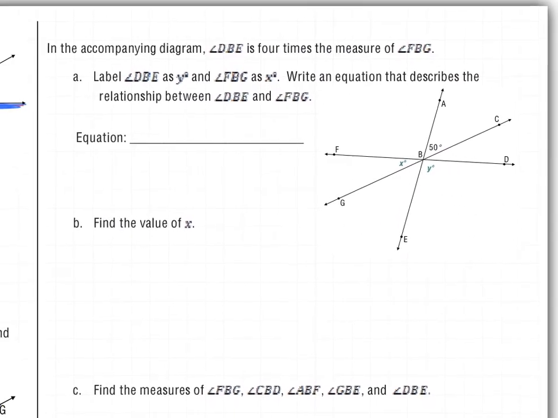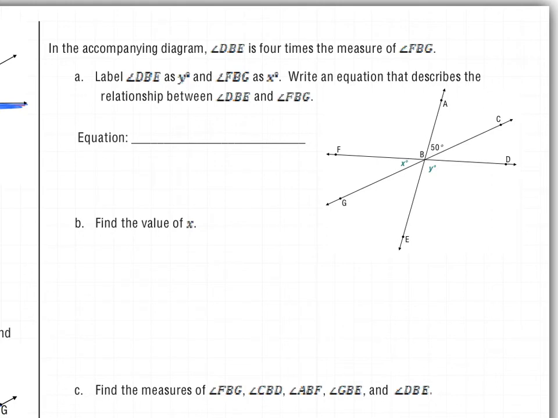Alright, looking at this next one, this is something that we should at this point be able to do on your own. It asks you to go ahead and jump through this in the first part just to make sure that we're clear on what the directions are. It's actually already labeled the two values for you, so you don't need to do that. But we want to write an equation that describes the relationship between angle DBE and angle FBG.